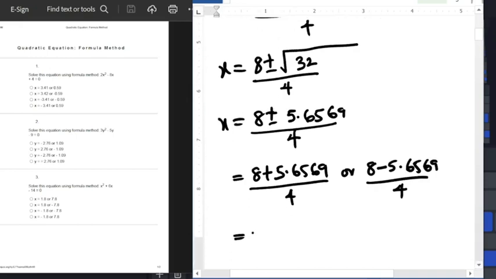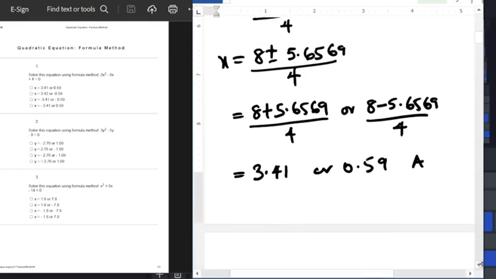So let's see what we're going to have. 8 plus 5.6569 divided by 4 gives us 3.41, or 8 minus 5.6569 divided by 4 gives 0.59, to 2 decimal places. So we have 3.41, 0.59. Okay, they are both positive, so the answer is option A. That's that on the first question.